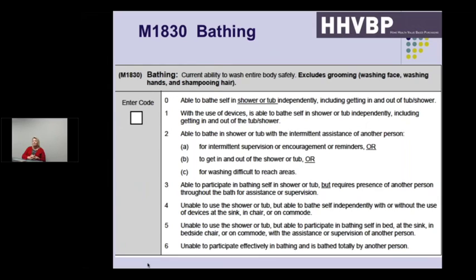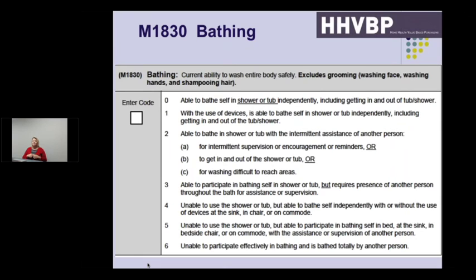M1830, bathing, is a value-based purchasing question. Is the patient able to wash their entire body safely? This excludes the grooming, such as washing face, washing the hands, and shampooing the hair. So let's look at all these items. 0 means that the patient is able to bathe herself in a tub or shower independently, including getting in and out of the shower.